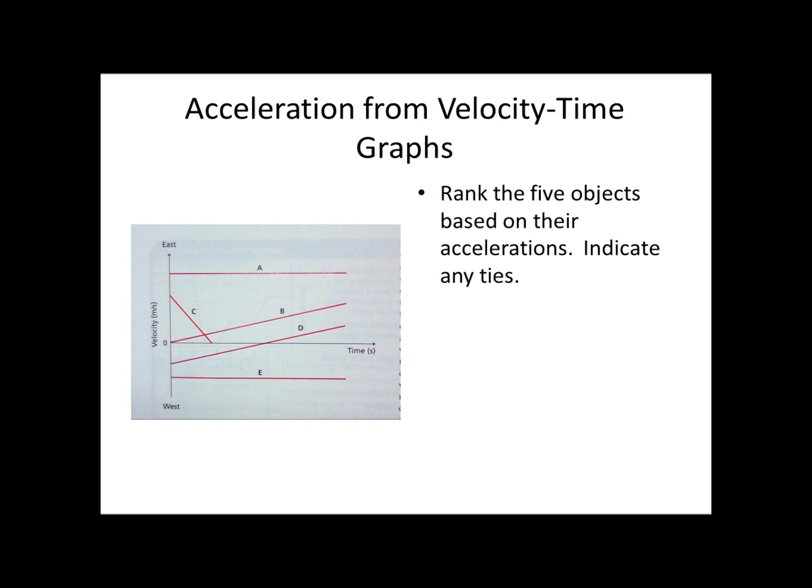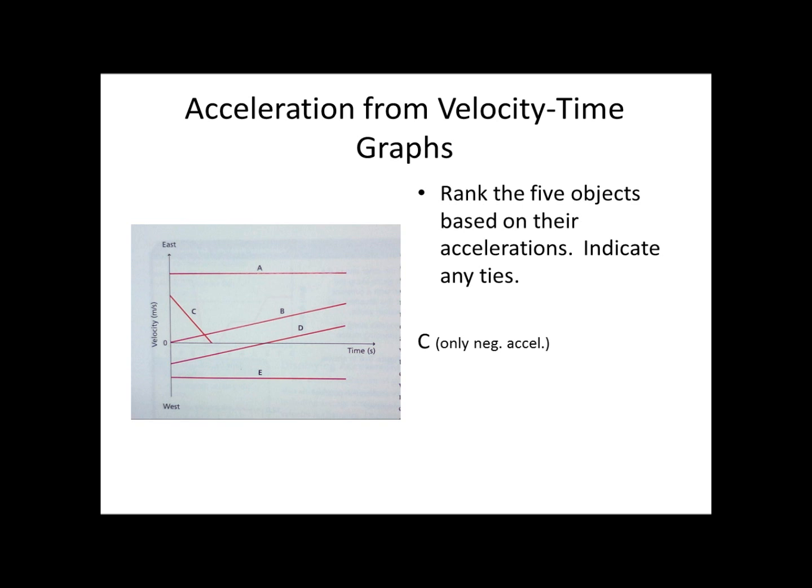I want to rank the 5 objects based on their acceleration. And I also want to make sure that I indicate any ties, that is, any objects that have the same acceleration. I want to note that they're equal. So what would be my lowest acceleration? I need to look at the slopes of these graphs. So what would have the lowest slope? Well, it's actually object C. Because it's a negative slope, it's a negative acceleration. So that's our only negative acceleration on this graph.